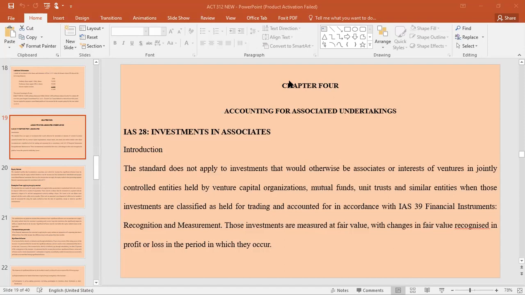Now, under accounting for associate undertakings, there are two methods we use in consolidation. We have the consolidation method, and then we have the equity accounting method. But we always prefer the equity accounting method because of the significant influence structure over here. So anytime you are dealing with accounting for associate undertakings, you go by the equity accounting method.